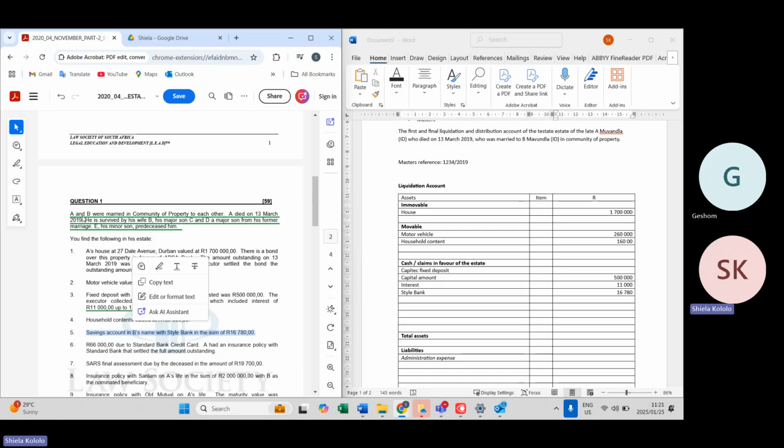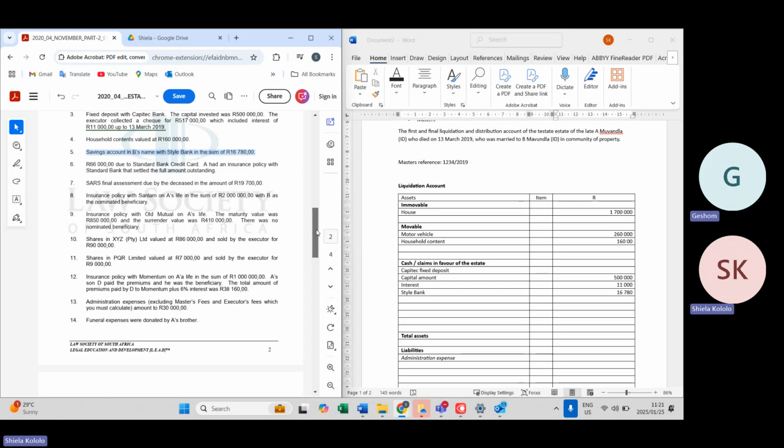So let's say they say A and B were married out of community of property without accrual. And then you get a fact like this. If you get a fact like this, it would mean that you're not going to include it because it has nothing to do with the husband. They don't share their property. But if it's marriage in community of property, whatever belongs to the wife, even if it's jewelry, still forms part of the estate because they are married in community of property. Okay, sir. Yes. All right.